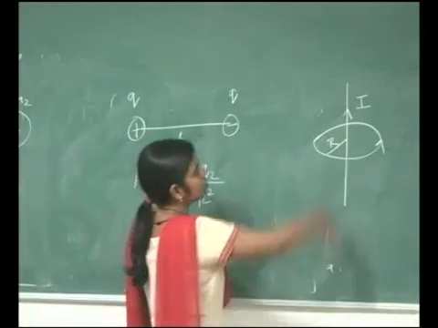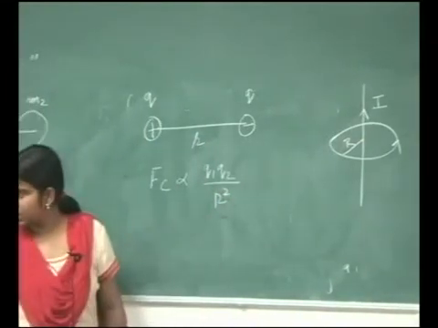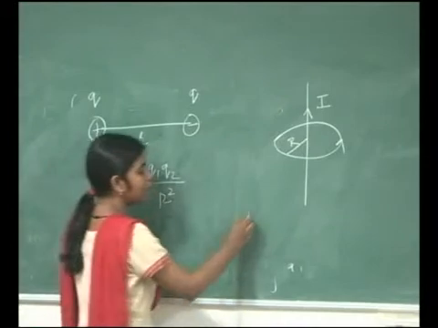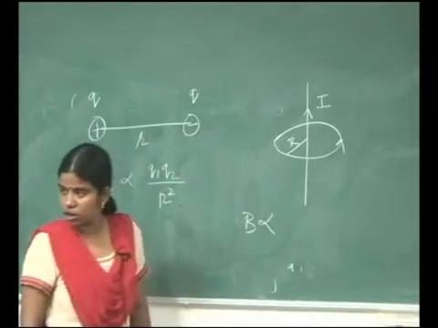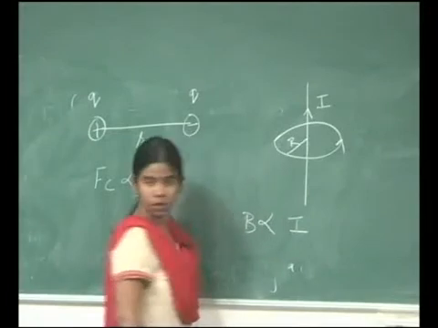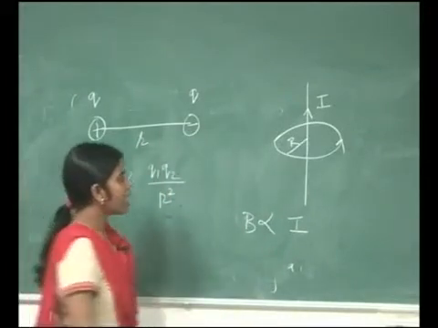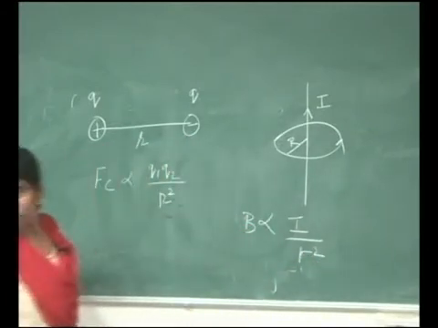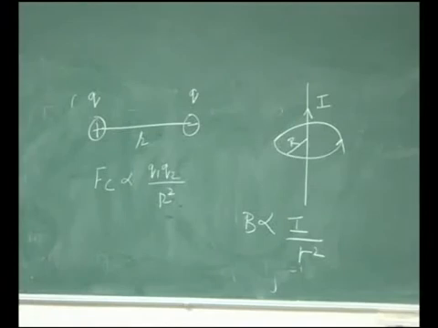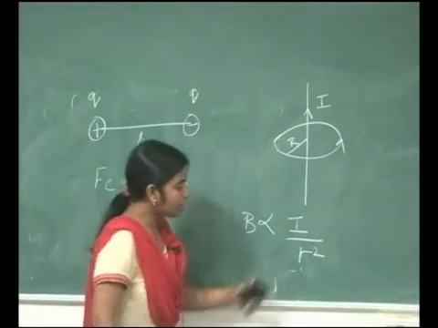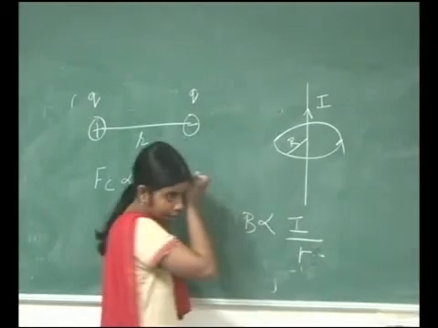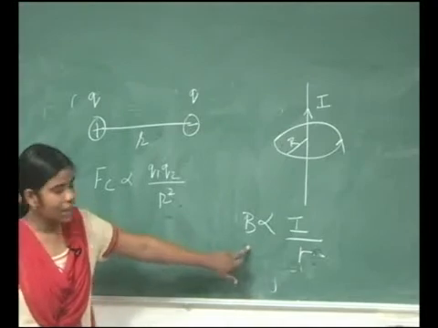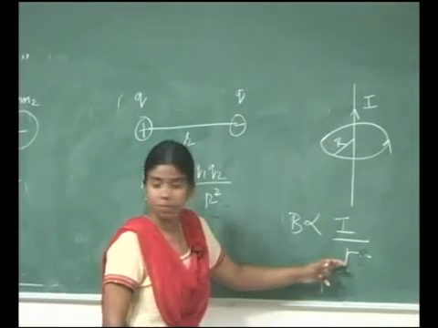and if this is an infinitely long conductor, then also it has been observed that B is proportional to I and inversely proportional to R. Just one second, this is inversely proportional to R. This is the magnetic field. It is directly proportional to I and inversely proportional to R.